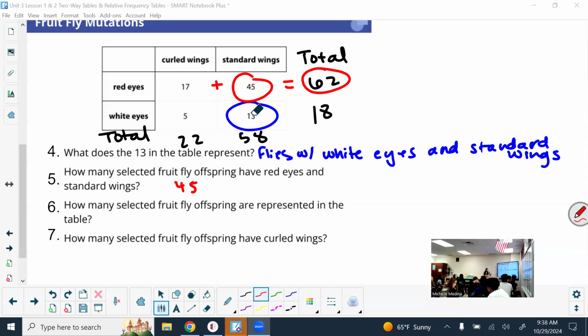Anyone making eye contact with me, that's not a good sign. You're not paying attention. Table 8.